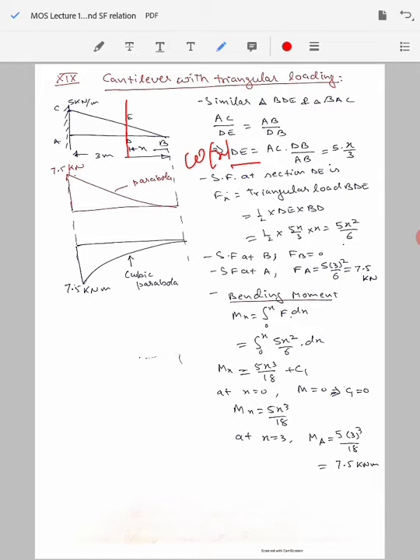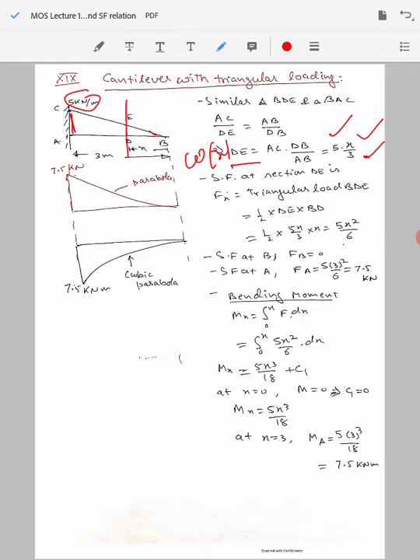What is AC? AC is given as 5 kilonewton per meter. So this is going from 0 to 5 kilonewton per meter here. DB is your distance x, and your AB is the length of the beam. So this is 5 into x by 3. So this is the load equation that we have. So W is varying in this fashion.